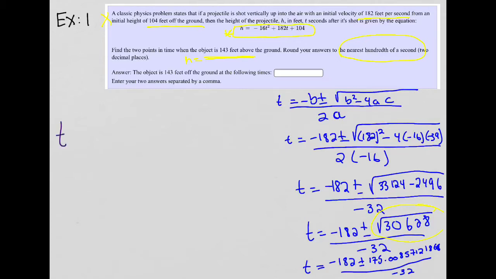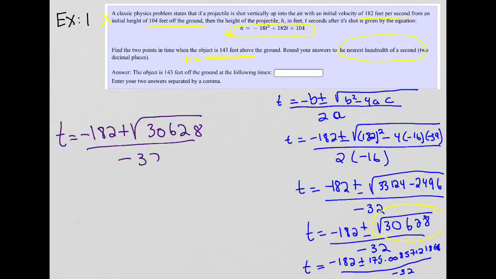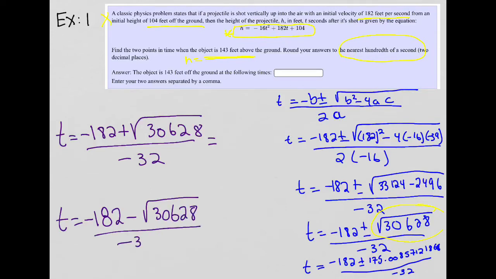So you're going to have two things. t equals negative 182 plus the square root of 30,628, divided by negative 32. And then you're going to have t equals negative 182 minus the square root of 30,628, divided by negative 32. Now, both of them are going to give you positive answers, but one is going to be very small. Let me see if I have this correct.